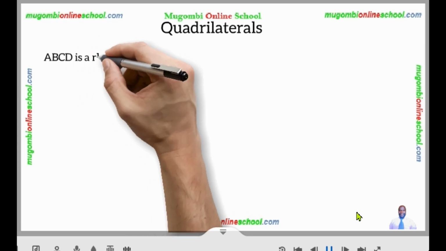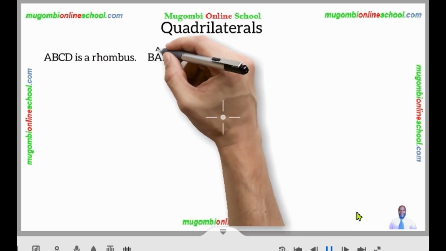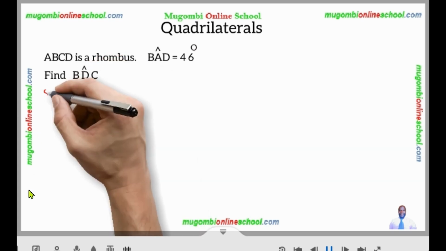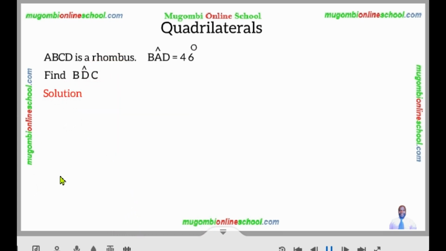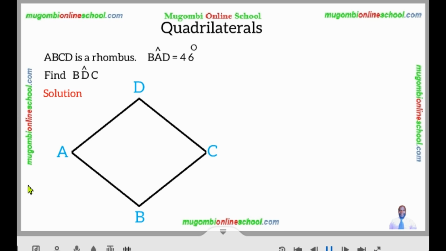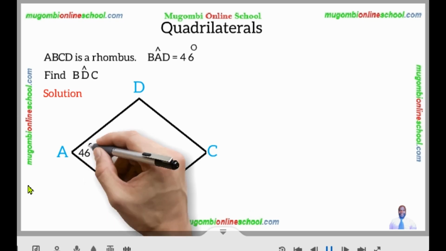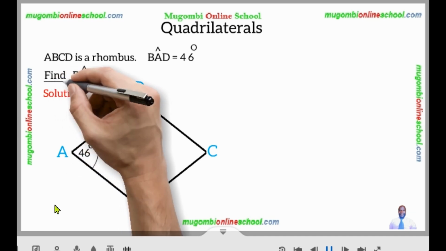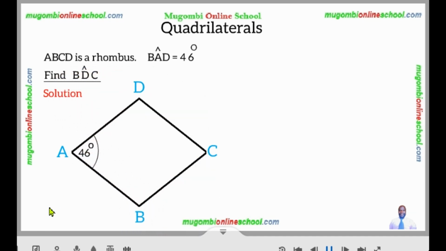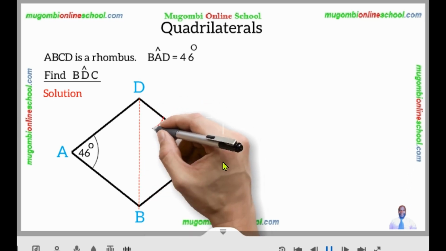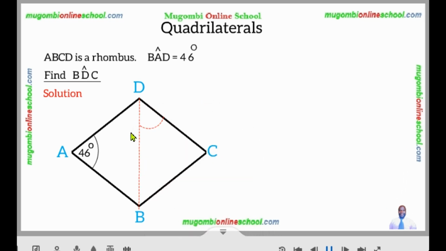Right, to enhance our understanding, let us simplify this example. ABCD is a rhombus where angle BAD is equal to 46 degrees. Find angle BDC. Solution: we have to first draw the rhombus, which is ABCD, like this, and angle BAD is equal to 46 degrees, like this. And then we are required to find BDC. So the angle which is required is this one.